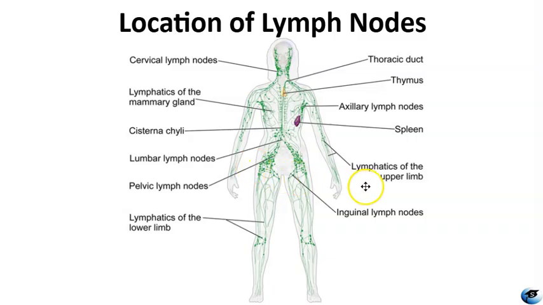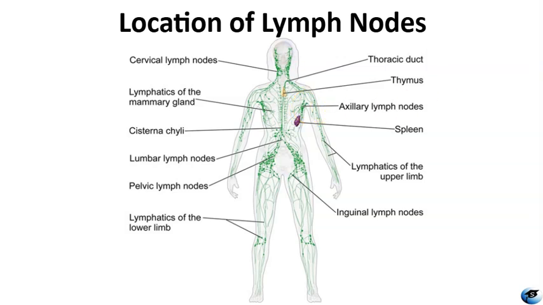This figure shows the locations of key lymph nodes and lymphatic structures throughout the body. If you start at the top in the neck, you find the cervical lymph nodes, which help to monitor lymph coming from the head and neck. These are often the ones you feel swell when you're fighting a cold or a sore throat. Moving downward, you have the axillary lymph nodes. These are located in the armpits.